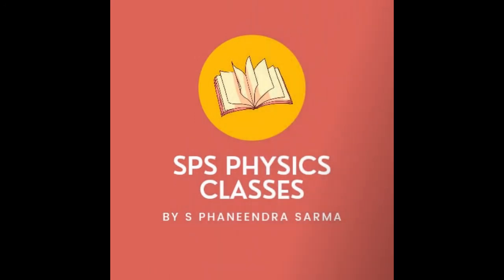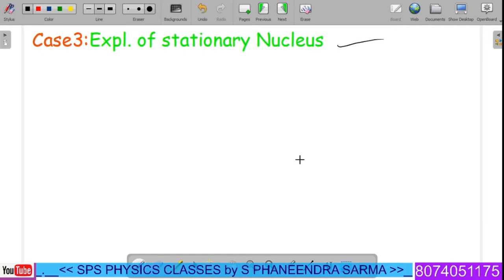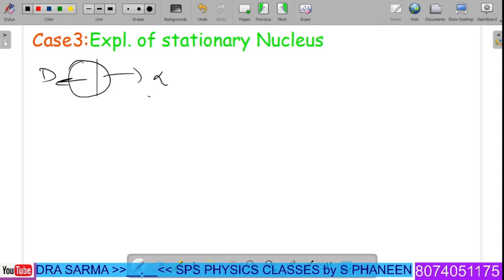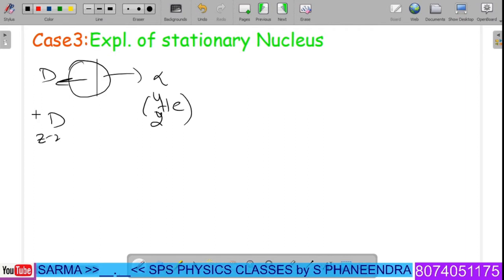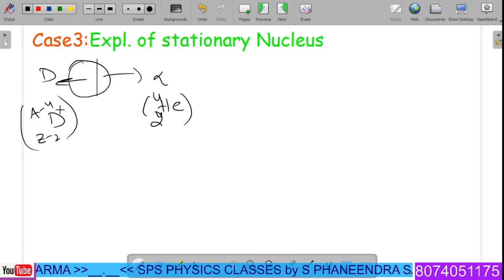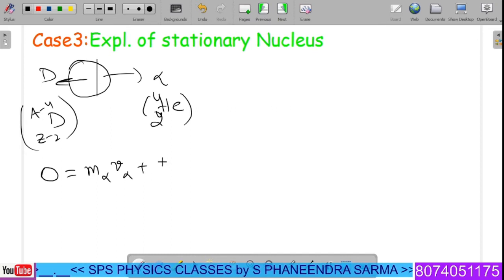Anyways, let us come to the next case: explosion of a stationary nucleus. Generally, in such a case, an alpha particle means the symbol He 2 4, you can write down. The daughter nucleus contains Z minus 2 and A minus 4 as its symbol. In this case, since the nucleus is initially at rest, the initial momentum is 0. After the completion of that, we have the mass of the alpha particle, velocity of the alpha particle, mass of the daughter nucleus, and velocity of the daughter nucleus.